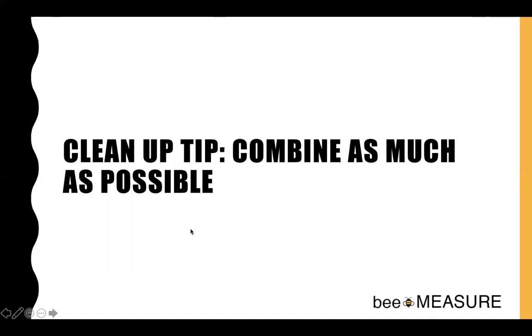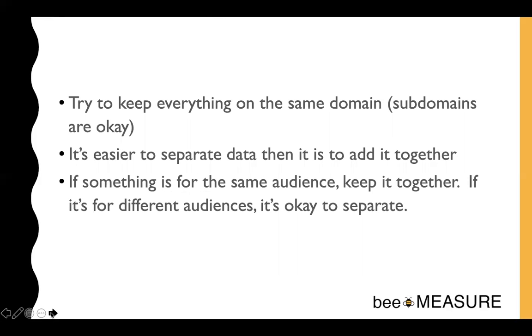So my cleanup tip is really to think about how you can combine your stuff as much as possible. Just because somebody has a cool idea to create a new microsite or a new initiative does not mean that it needs to have its own Google Analytics account or property. I recommend trying to keep everything as much as possible on the same domain. Then also trying to keep everything as much as possible in the same property, because it's easier to separate data out in Google Analytics than it is to add things together. Ultimately, if things are tracked as two separate sites, you can't really add them together very well.